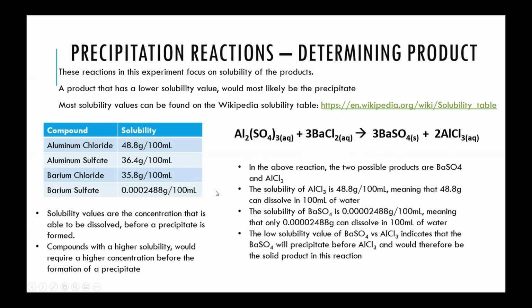So while there is a trace amount of the barium sulfate that's dissolved, anything above this concentration will be a precipitate. It will be a solid that will form. When you're looking to determine what is the solid product, it will be whichever product has the lower solubility number, because this is not able to dissolve as much in the actual solution or in that vial in the container.